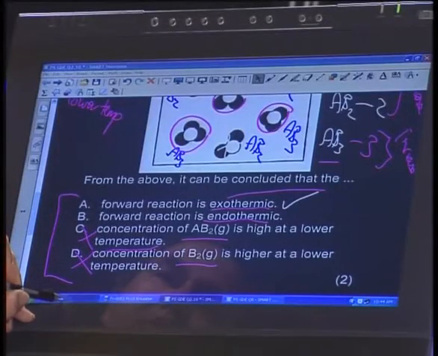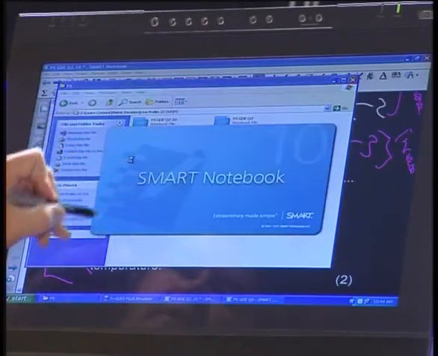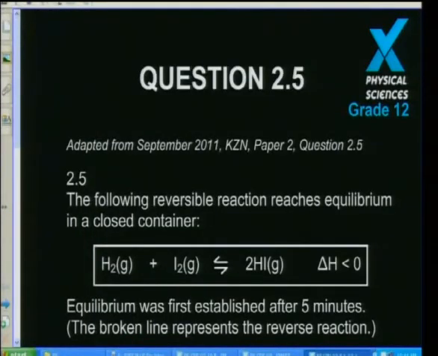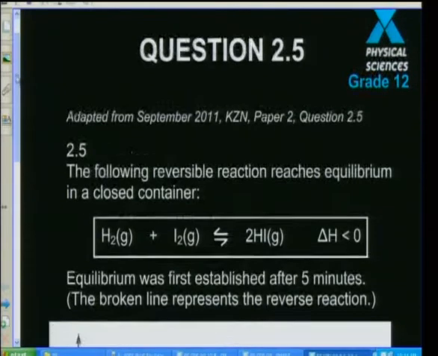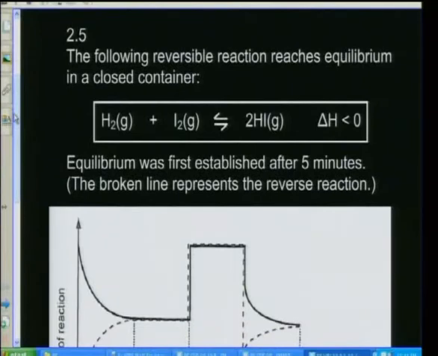Okay, let's see what we've got. I think we've got another question that is related to this. So let's pull it up. And we are going to take a look at the KZN questions on Kc that happened in the short questions. Question number 2, and let's see if we can apply this.